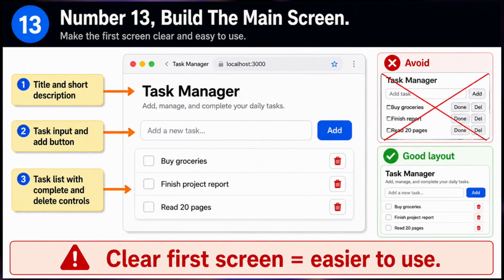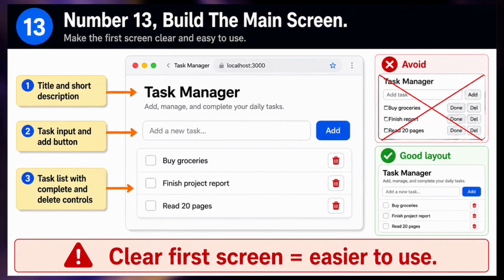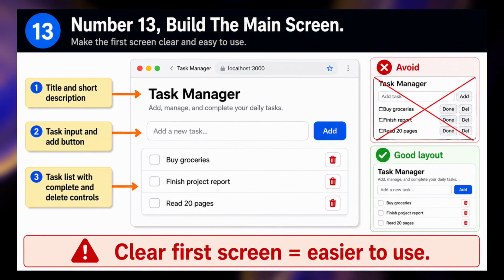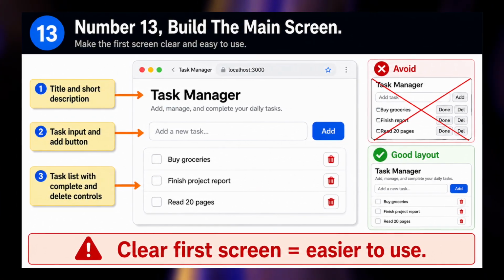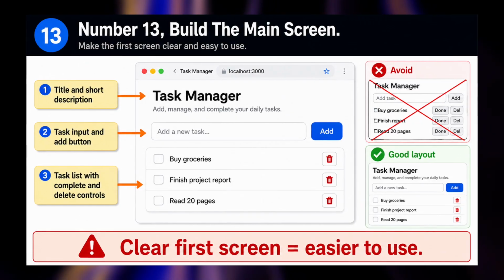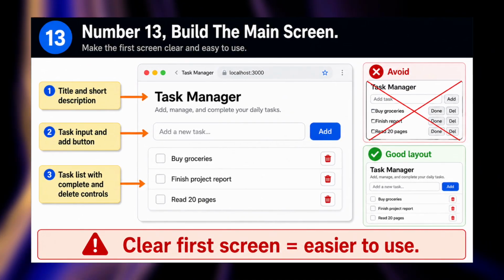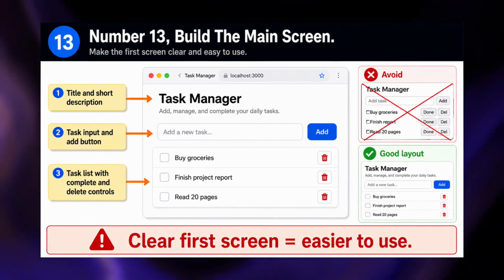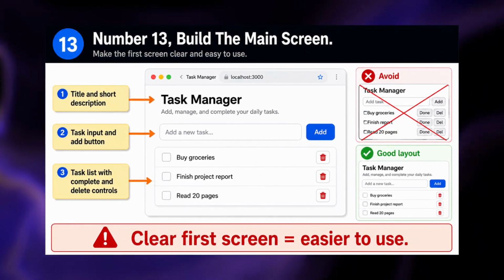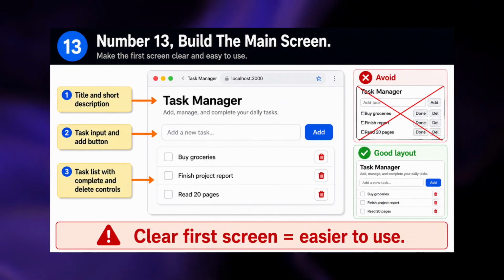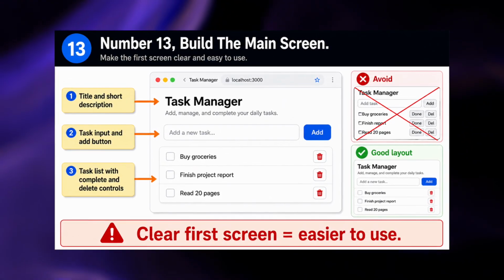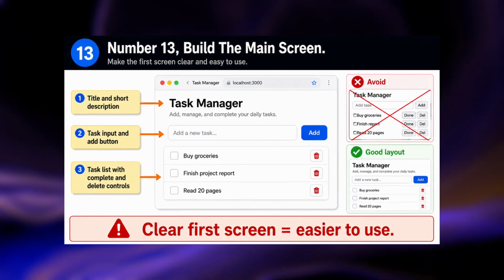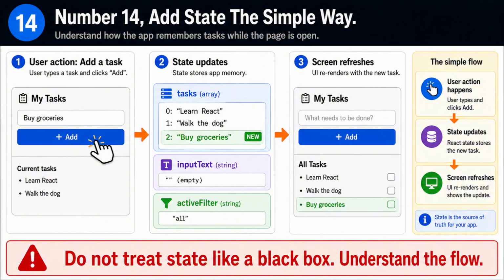Number 13. Build the main screen. The first screen needs to be obvious. At the top, there should be a title and a short description. Then an input field for a new task, a button to add it, and a list showing tasks. Each task should have a complete control and a delete control. Ask Claude to avoid tiny buttons and crowded layouts. Many beginner apps technically work but feel uncomfortable to use because the controls are small, the spacing is tight, and the page looks unfinished.